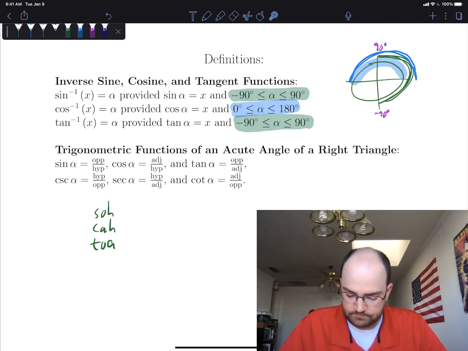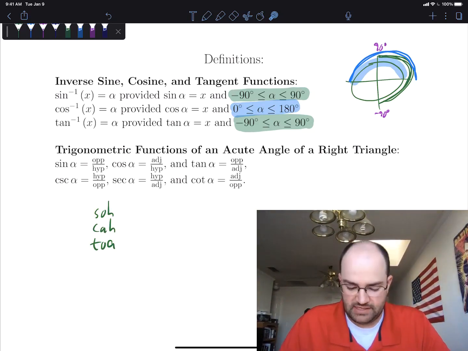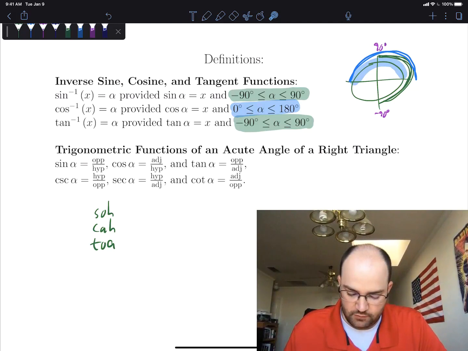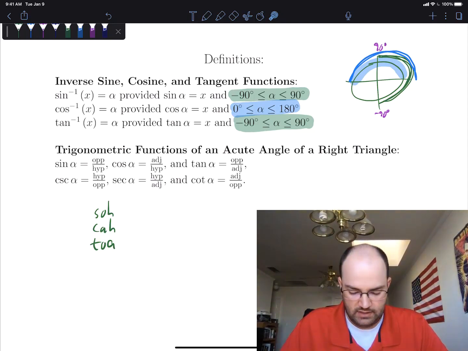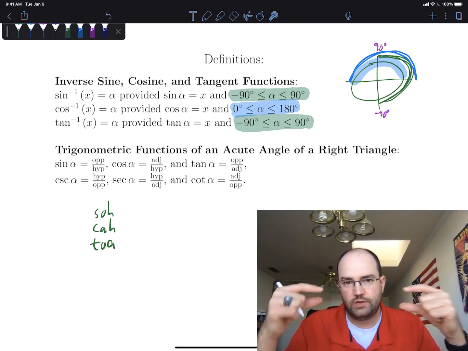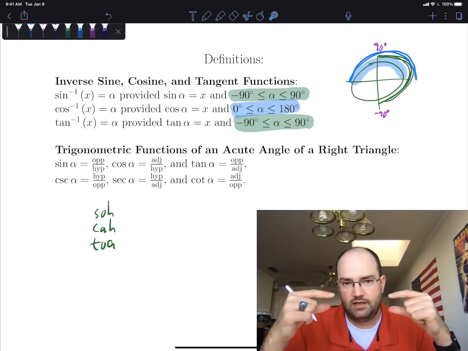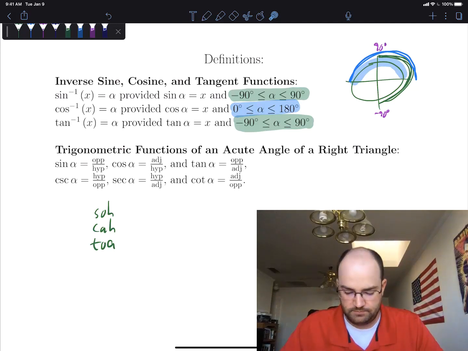Now, I did mention this in the last section, and this is only for an acute angle of a right triangle. And that's basically an acute means just between 0 and 90 degrees. In other words, it's a right triangle, and the other two angles are less than 90 degrees as well. Well, they'd have to be.